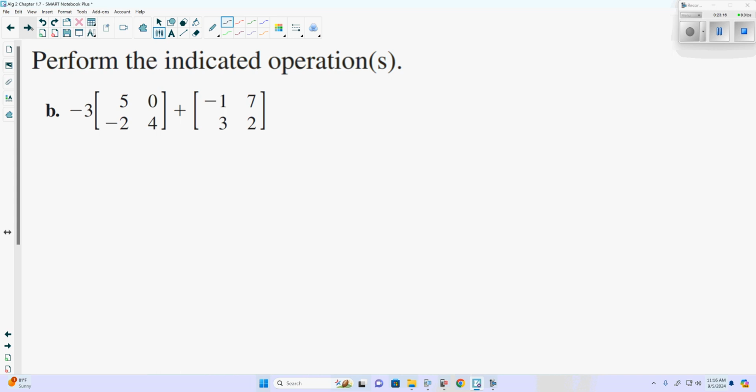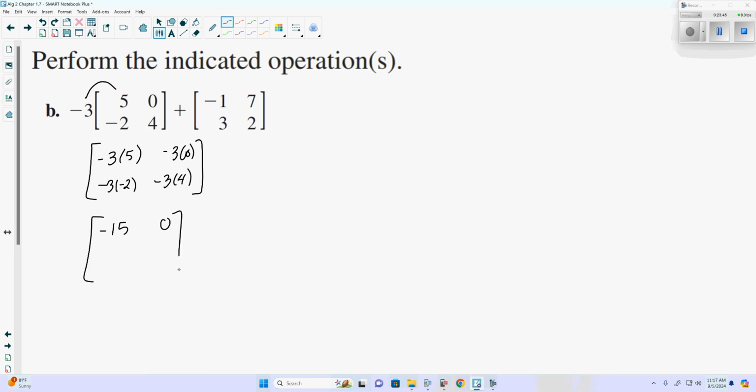Okay. We're going to combine what we did with addition, subtraction, and scalars. So whenever we do this, the first thing we'll do is the multiplication of the scalar. So we'll distribute the negative 3 through. So negative 3 times 5 would indeed be negative 15. Now we'll do negative 3 times 0, negative 3 times negative 2, and negative 3 times 4.